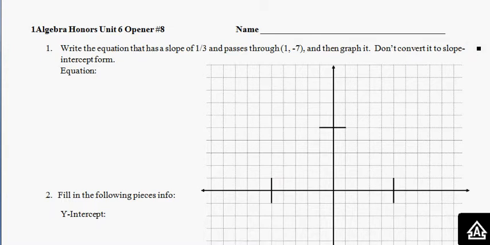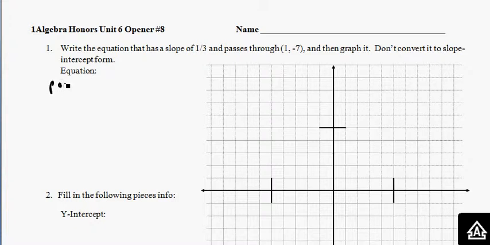The purpose of this video is to introduce something called point-slope form. Number 1 says: write the equation that has a slope of 1/3 and passes through the point (1, -7), and then graph it. Don't convert it to slope-intercept form.